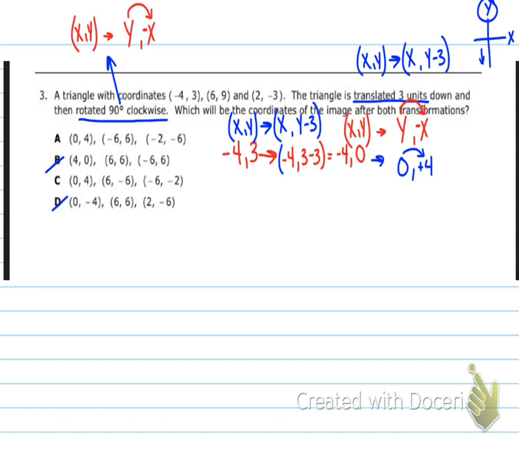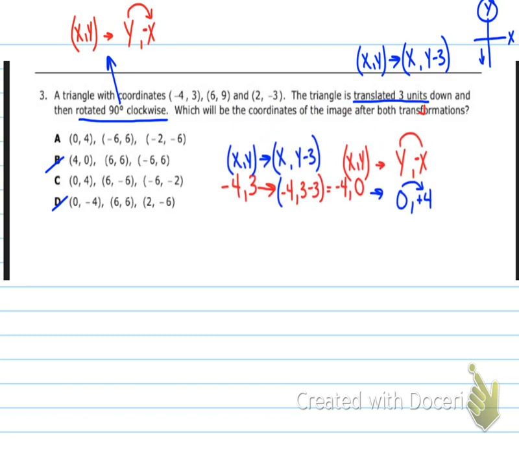Let me move this down a little bit so you can see that better. And I'm going to do that for the next point. So let's try that for the next point. My next point would be 6, 9.